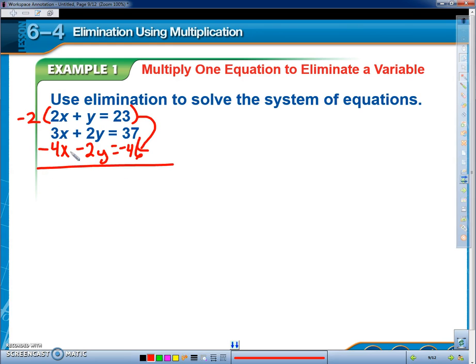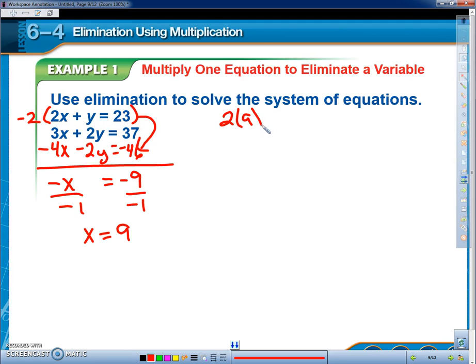All right, so when we do all this, we're going to try to eliminate this 2y. 2y, -2y, that goes away. So now we have 3x minus 4x, which is -x, equals -46 plus 37, which looks like -9 to me. Divide by -1, divide by -1 to get the x alone and positive. x equals 9. Once we have one variable, we can put it in and check it, or we can solve for the other.